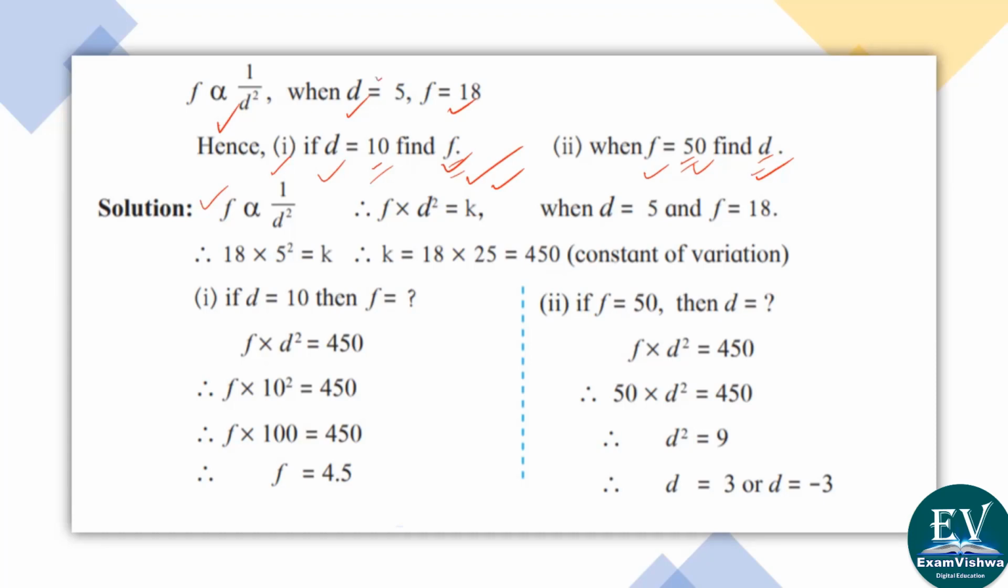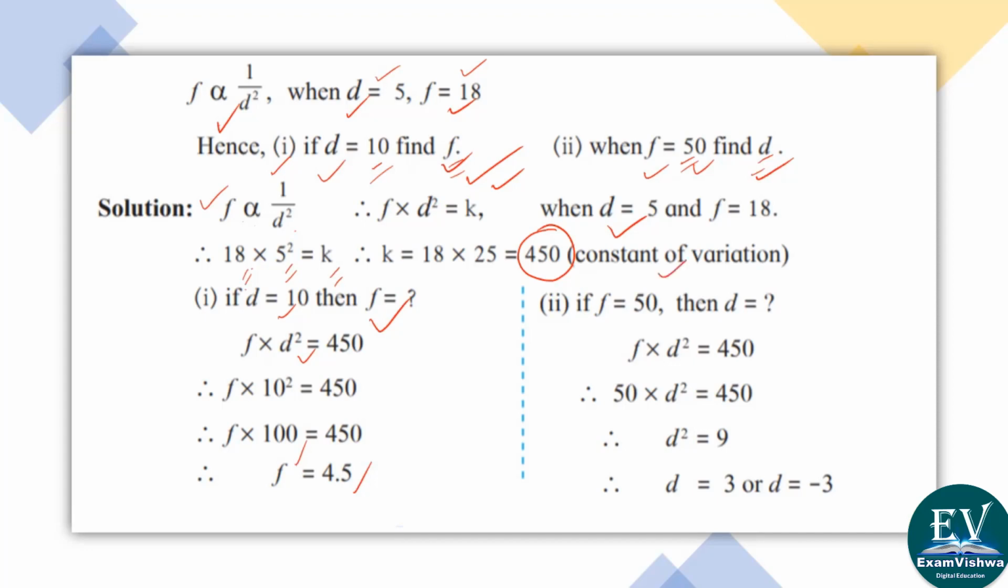From data, d is 5 and f is given as 18. And it is given that f is inverse. Then we will write f की जगह पे 18 लिखा, d की जगह 5 square, which is equal to k. We know that product will be constant. And the constant over here is 450. Once we got the constant, we are smart now. d is equal to 10 and constant is 450, and we'll find out f.